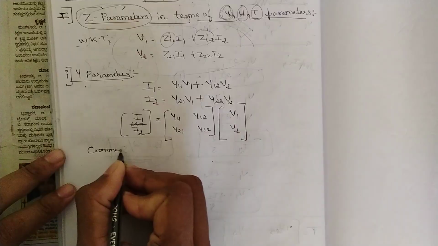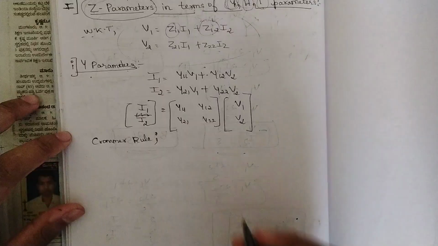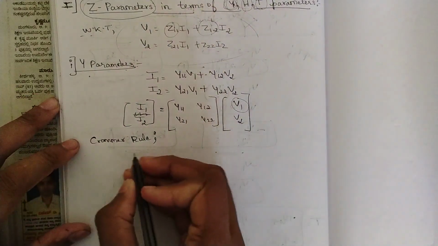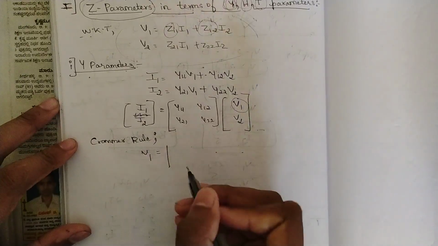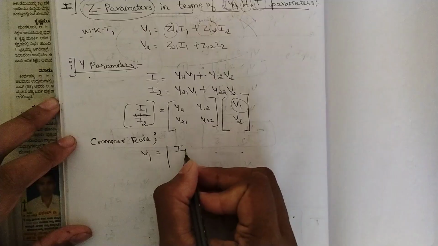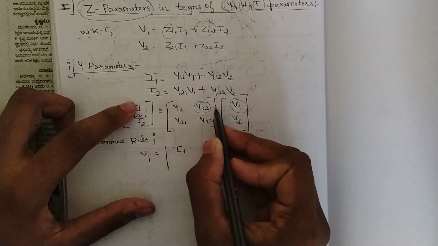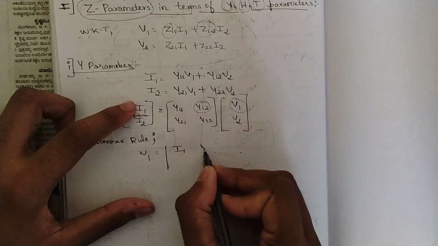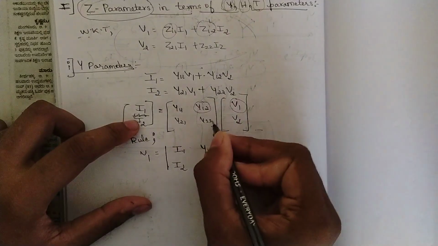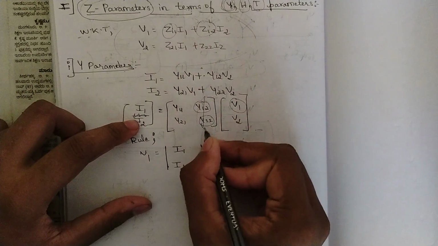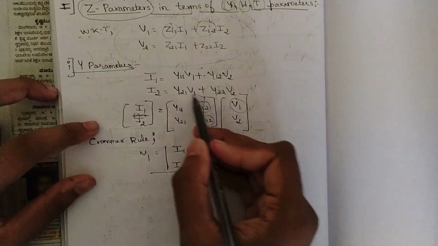Cramer's rule we have studied in basic electronics, in PUC. For those who don't remember it, we consider the input voltage V1, which is equal to the determinant with the first column being I1 and I2, and the second column's values Y12 and Y22, divided by the determinant of Y.